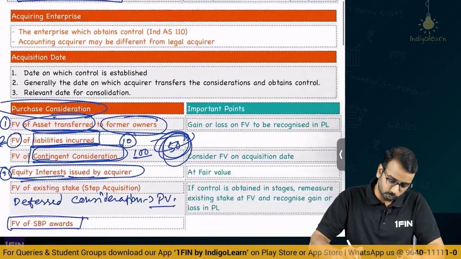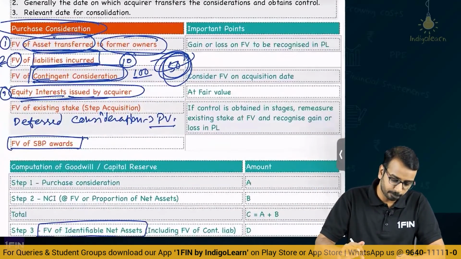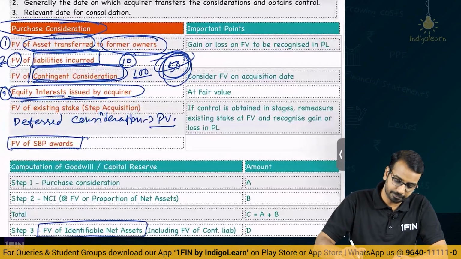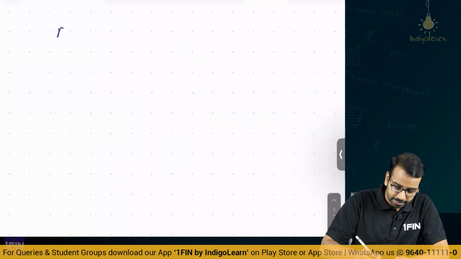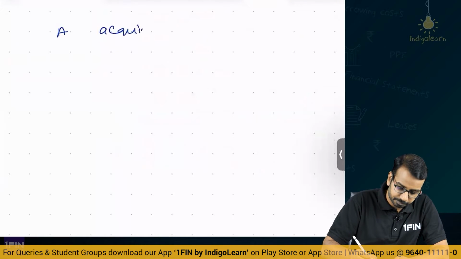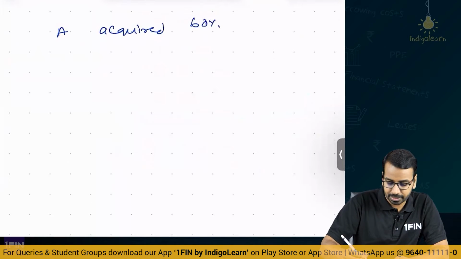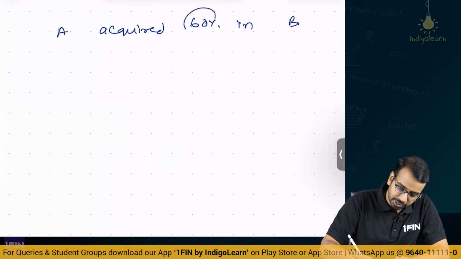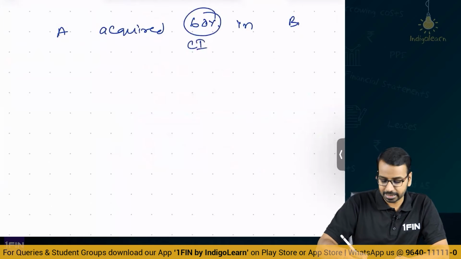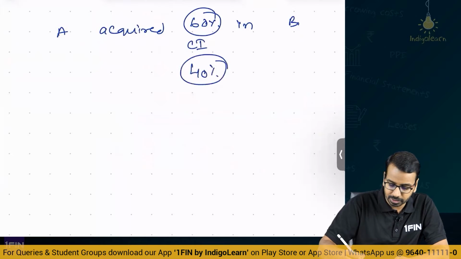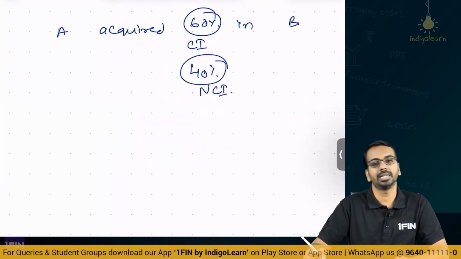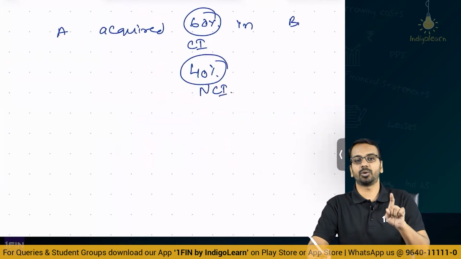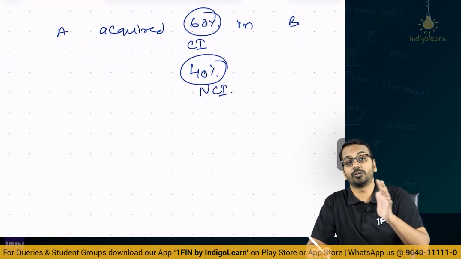Now, when we have to calculate goodwill, we also need to consider something called as non-controlling interest. So, let us say A acquired 60% in B. With 60% there is control. So, this 60% is called controlling interest and 40% is called non-controlling interest. 60% is controlling interest and 40% is non-controlling interest.